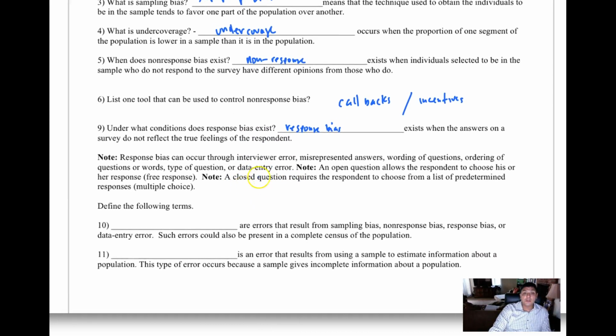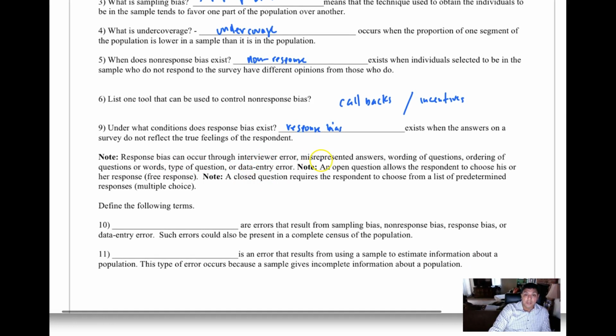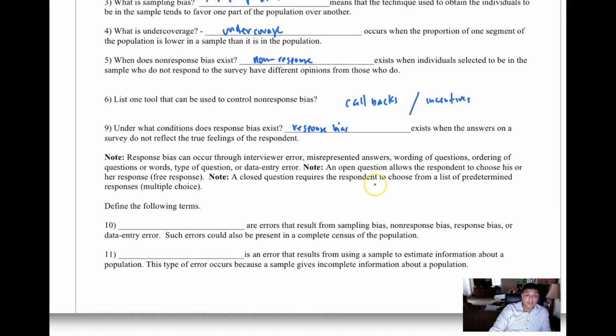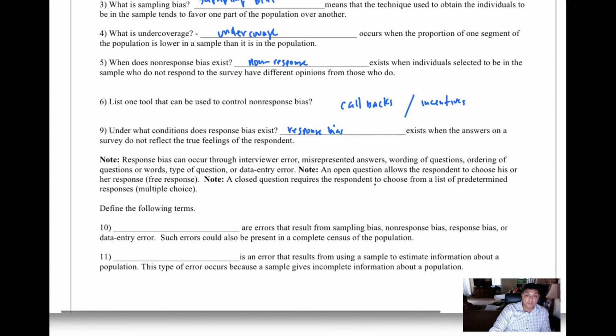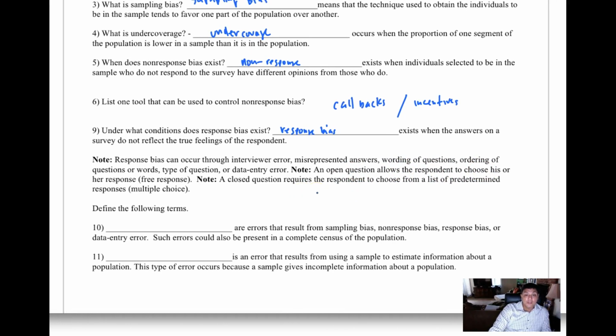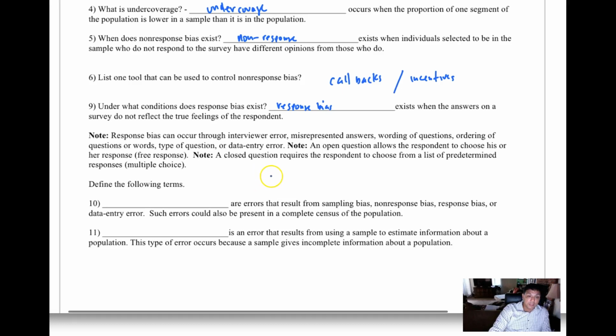There are other ways to get response bias. It can happen through interviewer error, the way the answers are presented, the wording of the questions, the ordering of the questions, even the type of questions: is it true or false, yes, no, open-ended. An open question allows the respondent to choose his or her own response. So there are a lot of different ways response bias can happen, and we have to take that into consideration.